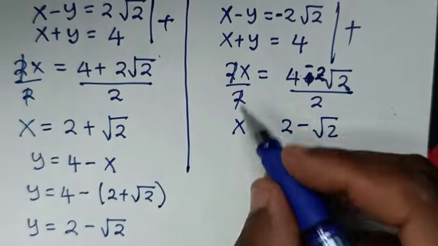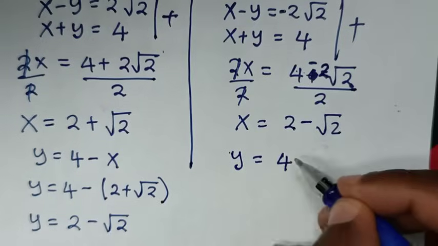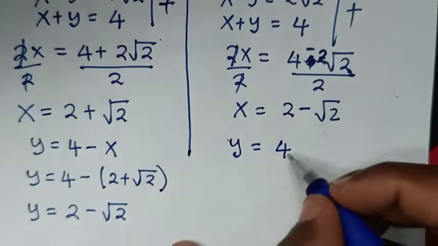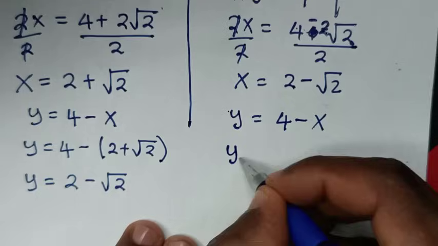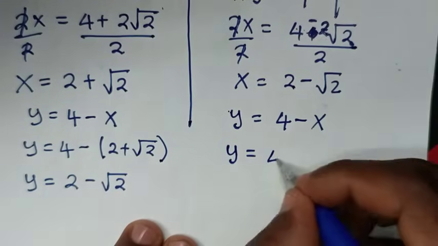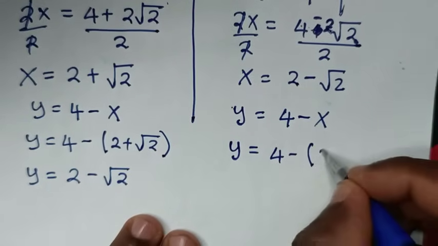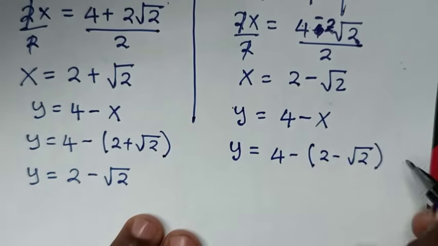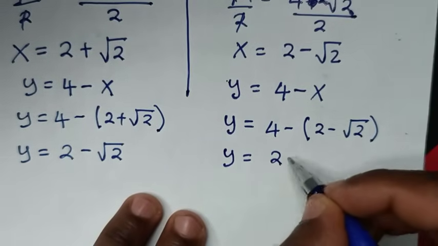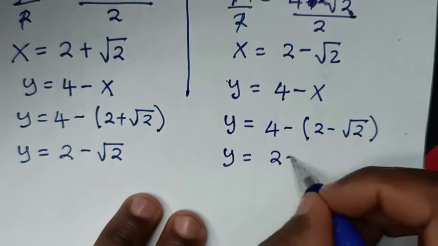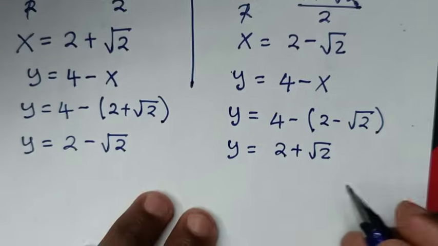Then y is equal to 4. We take x to this side, so it will be minus x. Then y is equal to 4 minus x, which is 2 minus square root of 2 bracket. Then y is equal to this minus this is 2, negative and negative to be positive, square root of 2.